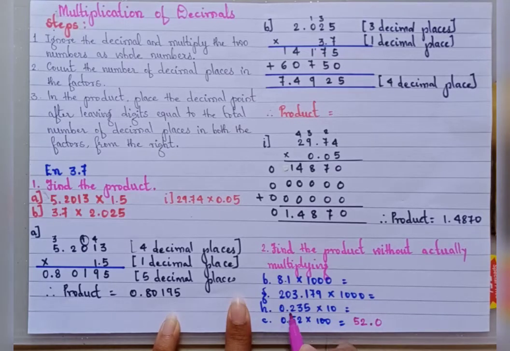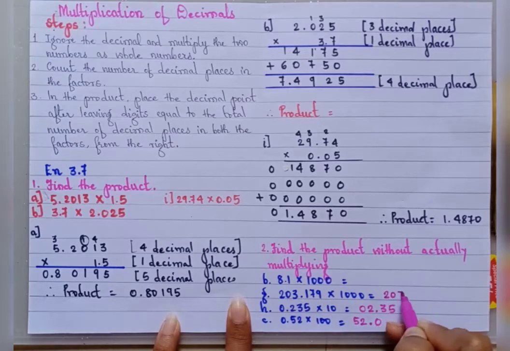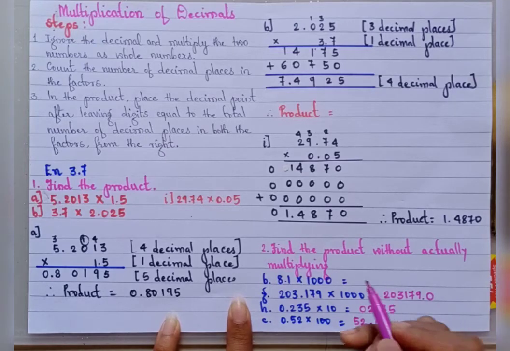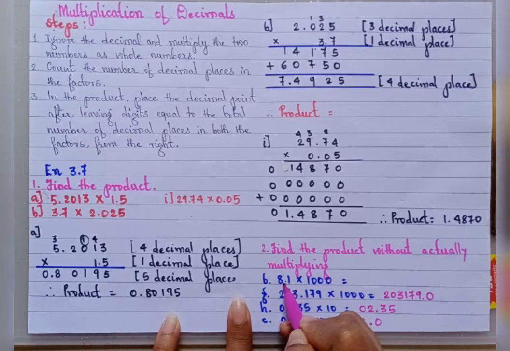Next we have 0.235 into 10. So this decimal point will be shifted to the right side by 1 place. Therefore, it will be 2.35. Similarly, we have to do for this. When we multiply this by 1000, this decimal point will move to the right side by 3 places. So it will be 203179.0.